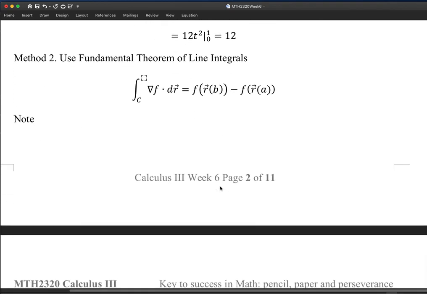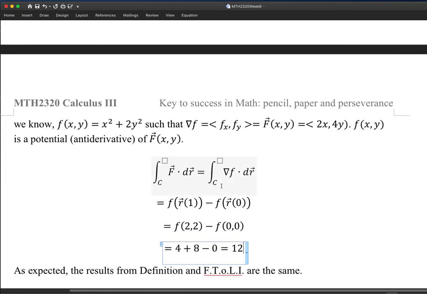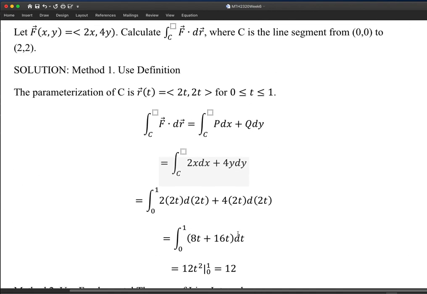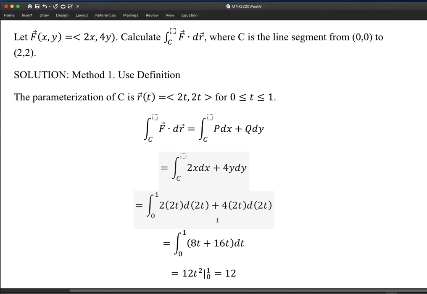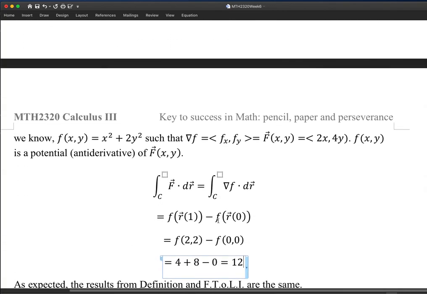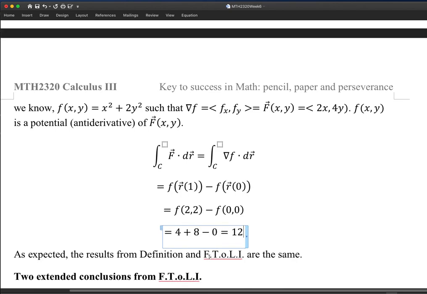As a quick comment, even though I explained a lot and did some actual writing, I suppose you're going to agree with me: the calculation using the fundamental theorem of line integrals is a lot easier than that of the definition. So this is the first part of the discussion of the fundamental theorem of line integrals.